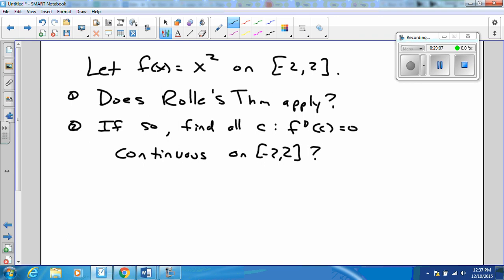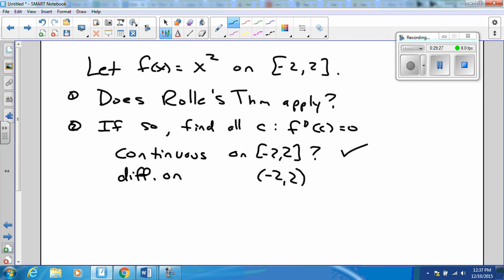You could draw it, but there's something about it that you know. There's no closed and bounded. What type of function is it? Quadratic. It's a polynomial. And we know that all polynomial functions are continuous. So yes.